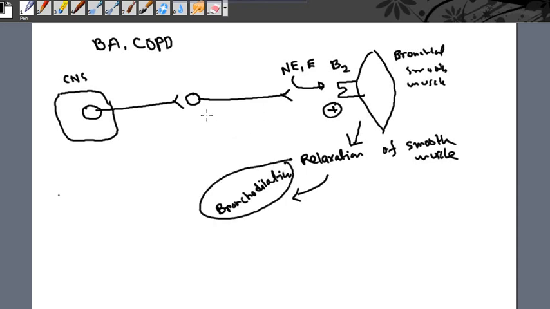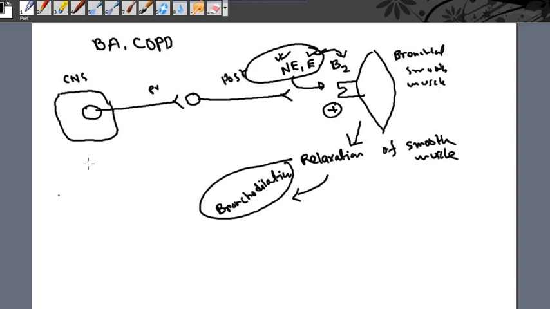In a patient with asthma and COPD, remember, this is central nervous system, this is preganglionic neuron, and this is postganglionic neuron. And this postganglionic neuron releases epinephrine and norepinephrine. This epinephrine and norepinephrine is endogenous, that is, they are synthesized in the body, and they stimulate the beta 2 receptor, and this leads to bronchodilation. What happens in bronchial asthma?